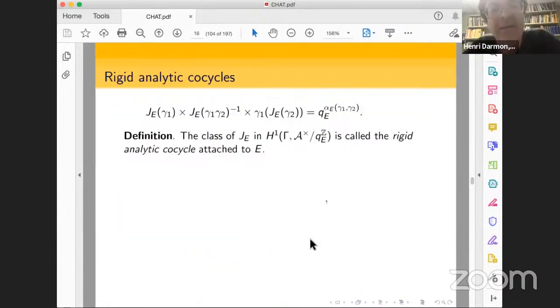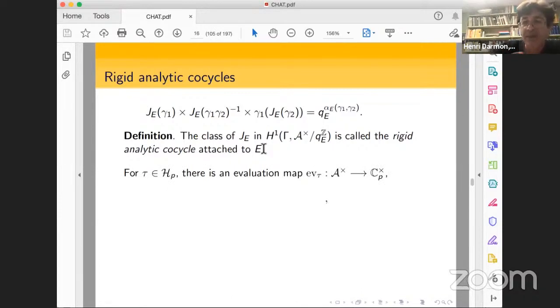Now, if you look at this relation that I reproduced here, it tells you that this function J_E is a one-cochain with values in A star, but if you reduce it, after all, this alpha_E is taking values in Z. So on the right-hand side, you have elements in q_E to the Z. So if you project this one-cochain to A star mod q_E to the Z, it becomes a one-cocycle, and you can take its class in the H1. And this class is what we call the rigid analytic cocycle attached to the elliptic curve E of conductor p.